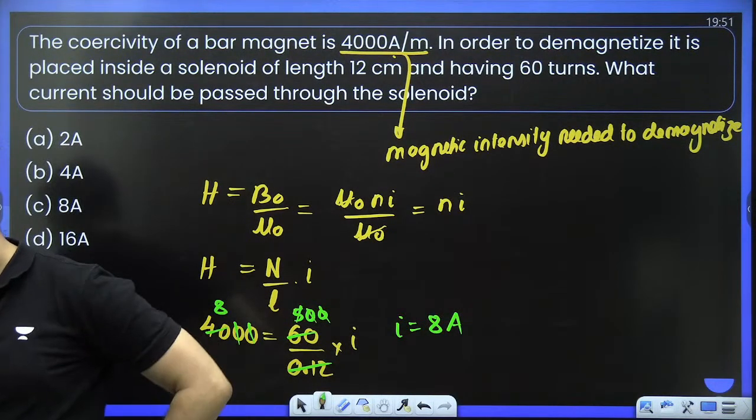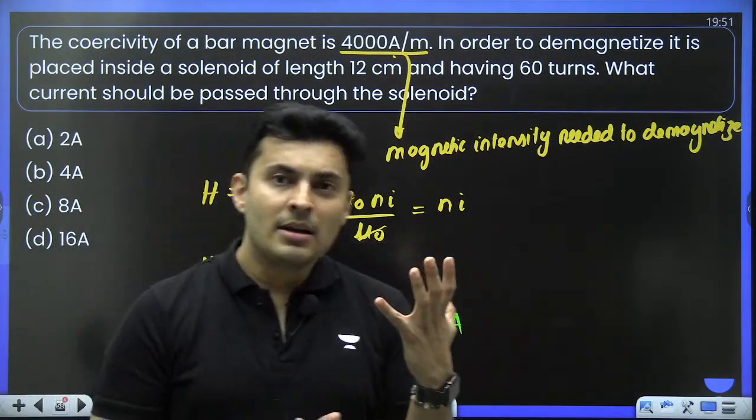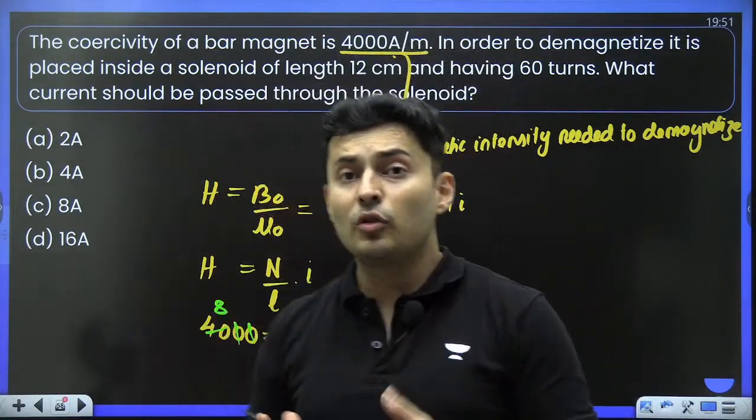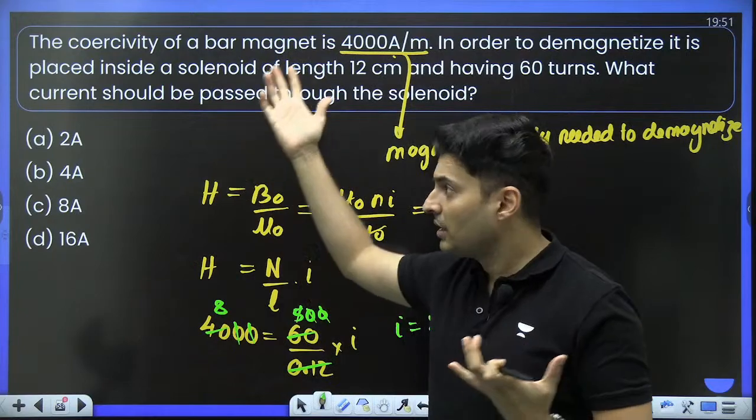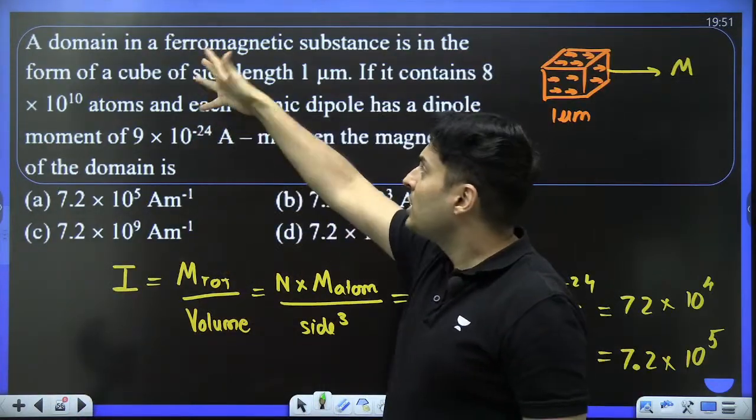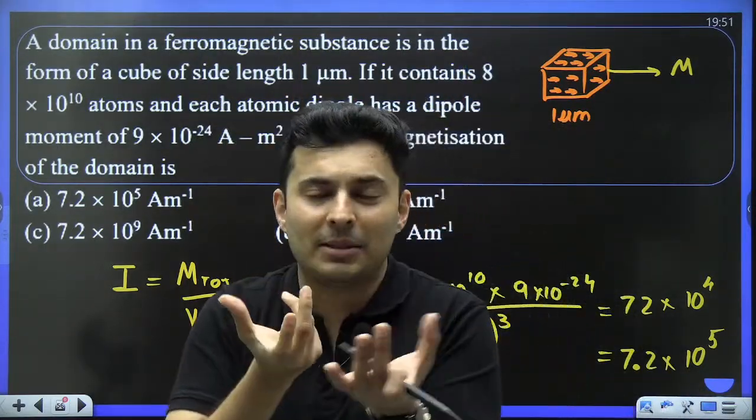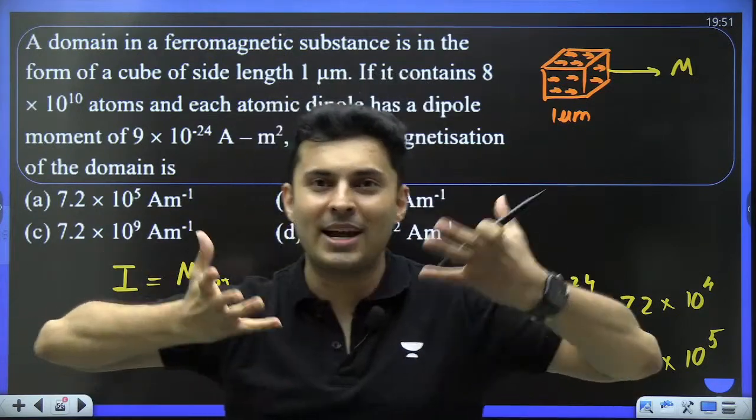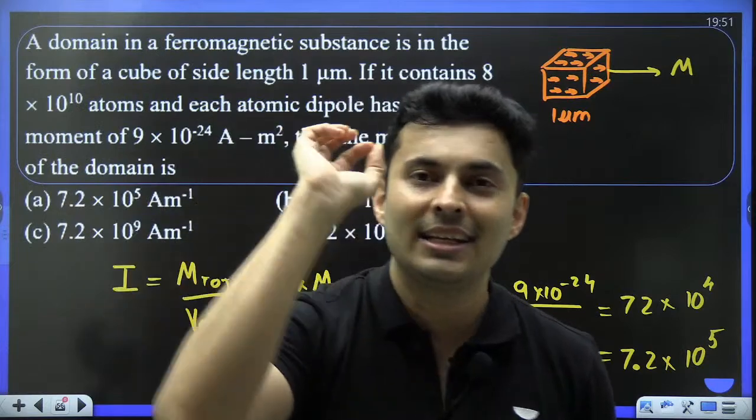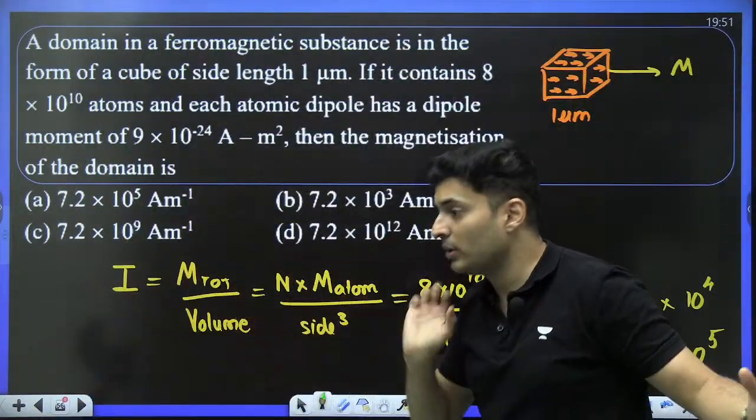Great. Is that okay? So you need to selectively learn and ignore few things in the question, or else you will be like, my God, sir, what is this? This term, that term, sir, ferromagnetic. Don't worry. Just have to visualize. Okay, there is one cube. Cube is made of atoms. Atoms have magnetic moment. So total magnetic moment I can find. If I divide it with volume, that's it. My job is done. That will be intensity, because intensity was total magnetic moment per unit volume.